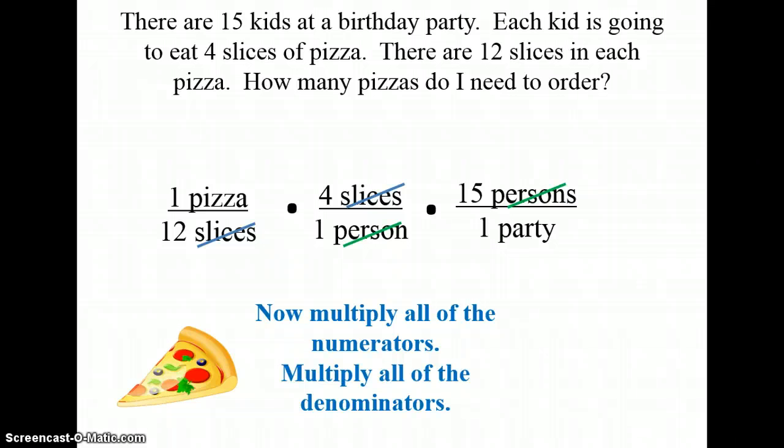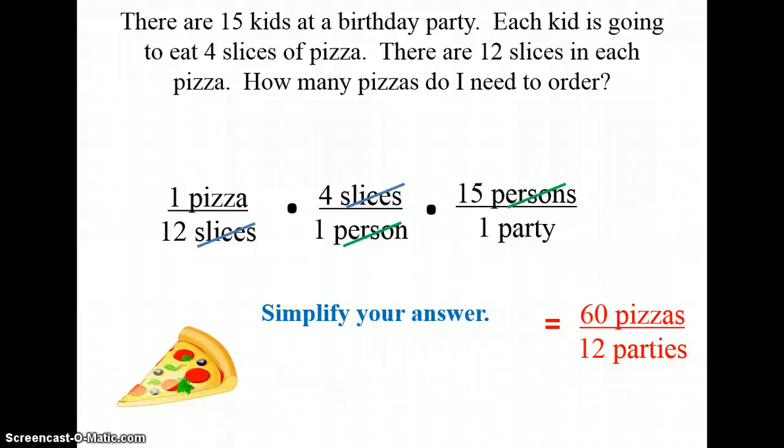And once I do that, all I need to do is multiply the numerators and then multiply the denominators to get 60 pizzas for 12 parties. But I don't want to know how many pizzas I need for 12 parties. So I'm going to simplify so that I get 1 in the denominator, because I only want to know how many pizzas I need for my 1 party. And when I do that, I divide the numerator and denominator by 12. That gives me 5 pizzas for my 1 party.